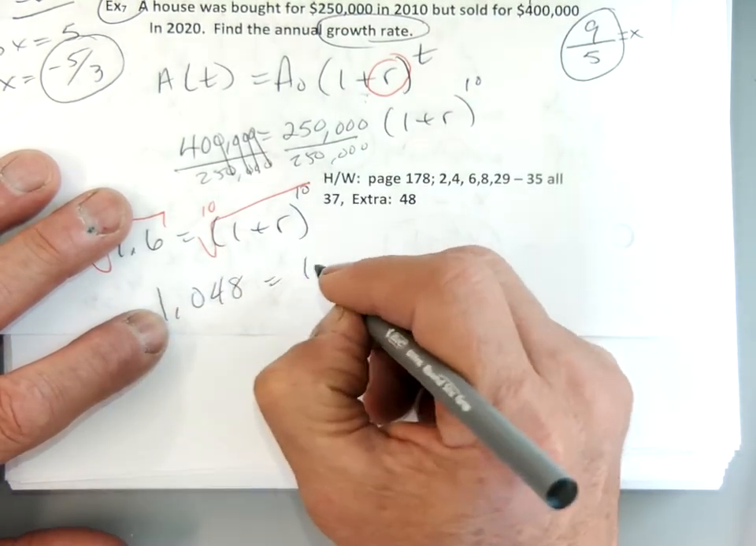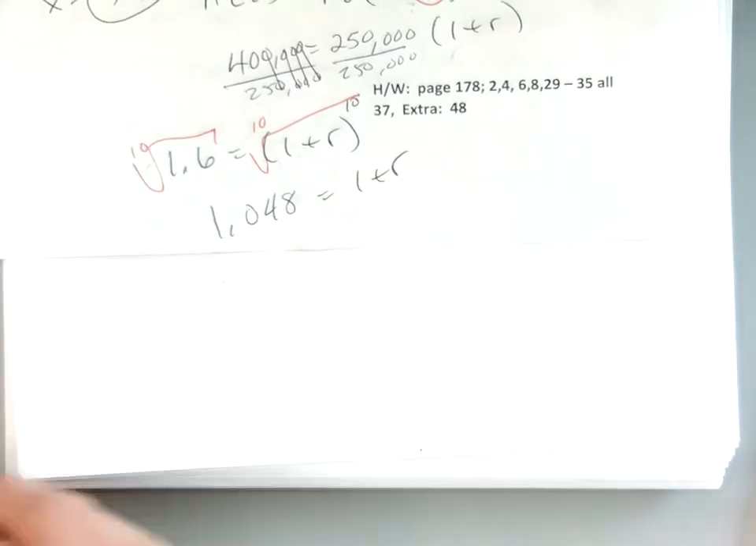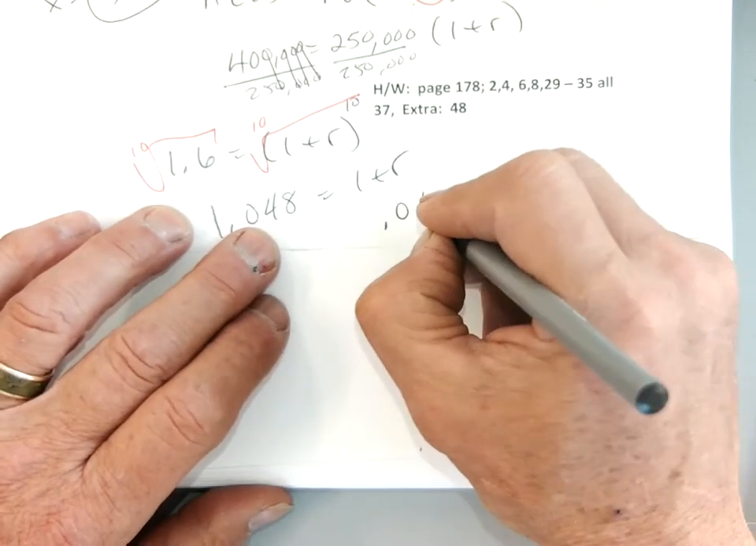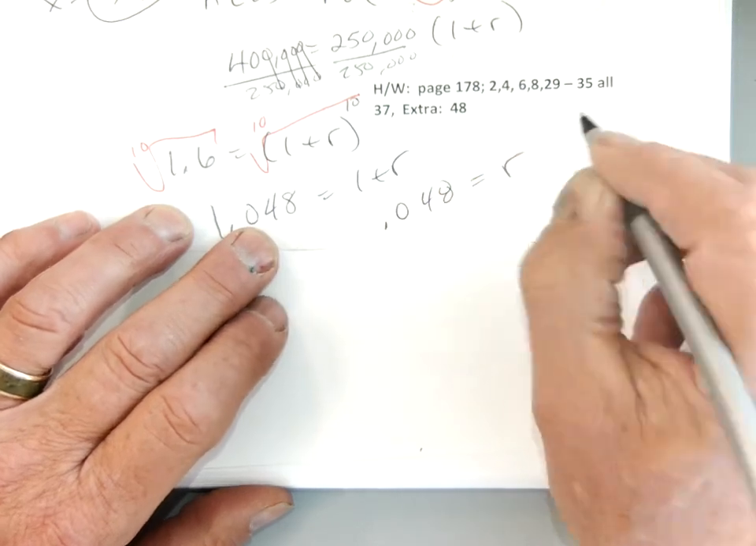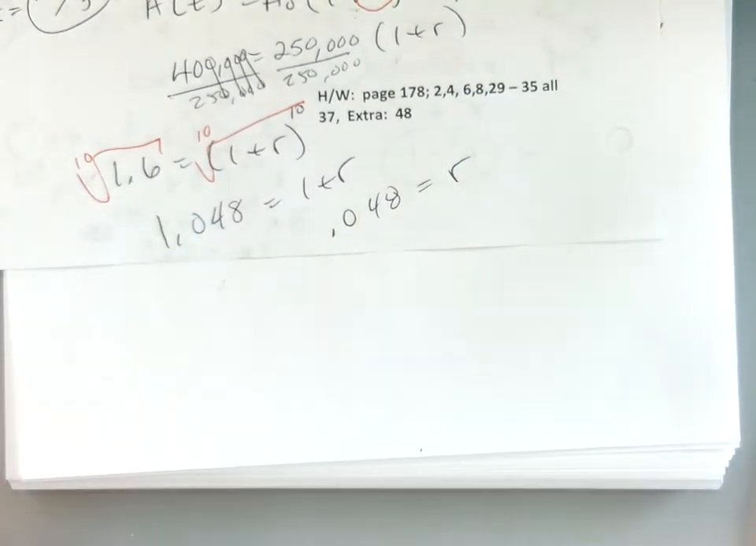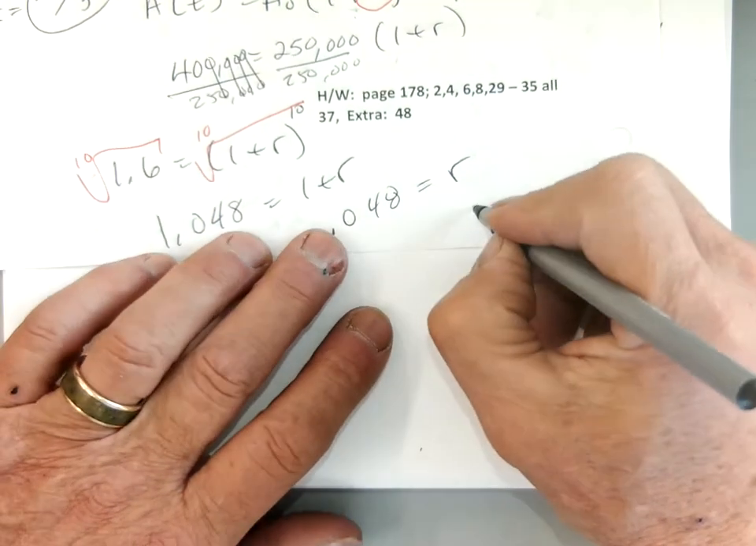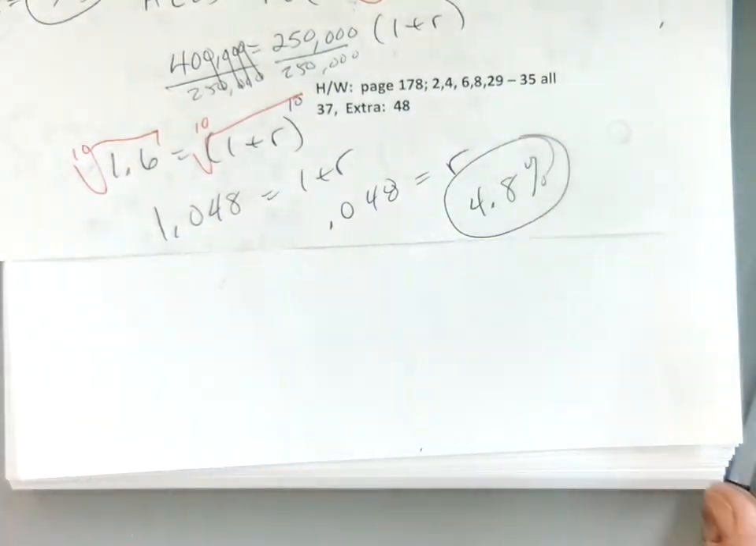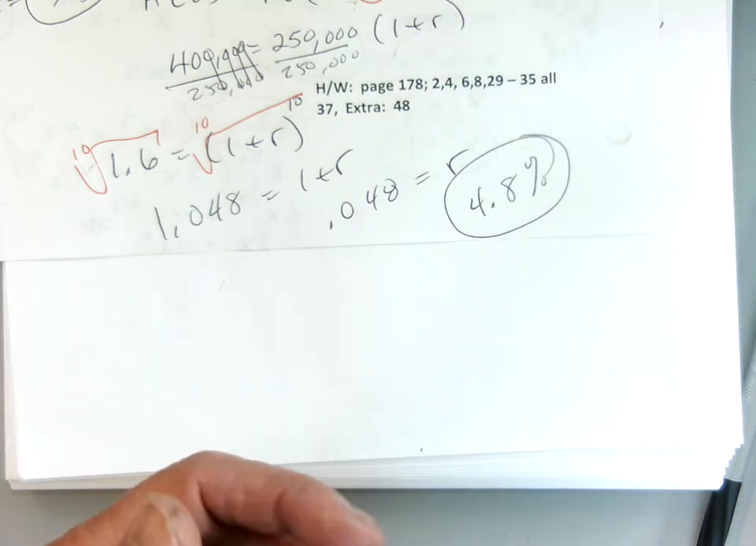1.048 equals 1 plus r. Minus the 1, I've got 0.048 equals the r, but as a percentage, right? We're just going to make that 4.8% over 10 years. How's that? Okay, now, Kai, why don't I reduce this a little bit?